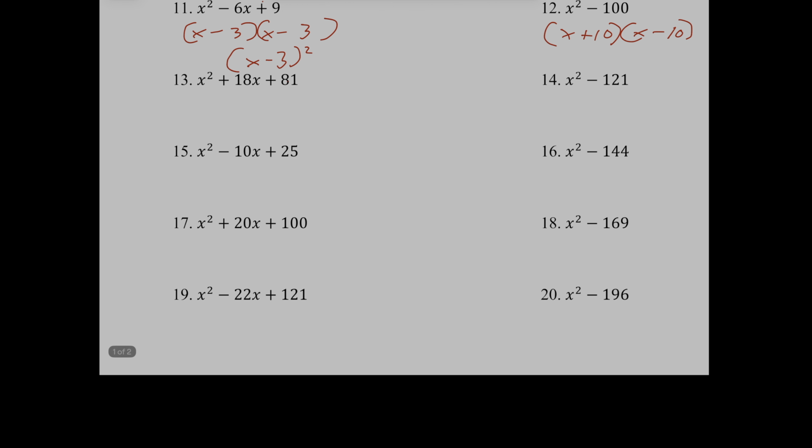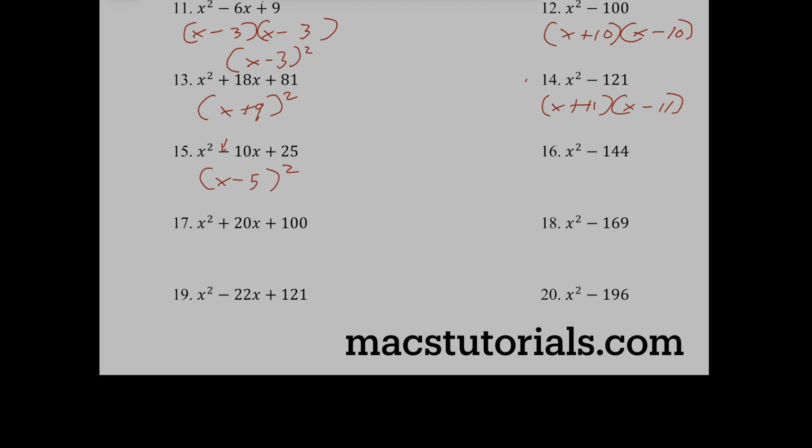Okay, number 13, square root of 81 is 9. 9 times 2 is 18, so this fits. X plus 9, quantity squared. Number 14, I'm going to square the left. I'm going to square the right, and the sign's different. Okay, number 15 here, square root of 25 is 5. 5 times 2 is 10. That means it fits the pattern. X, middle sign, minus 5, quantity squared.